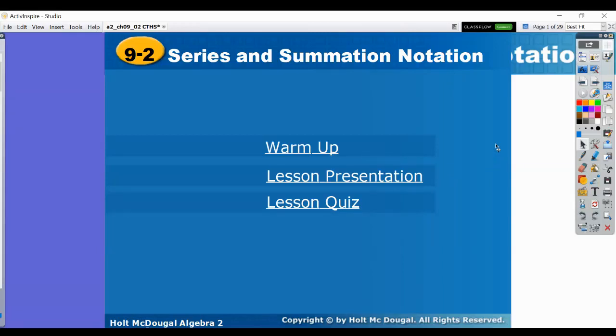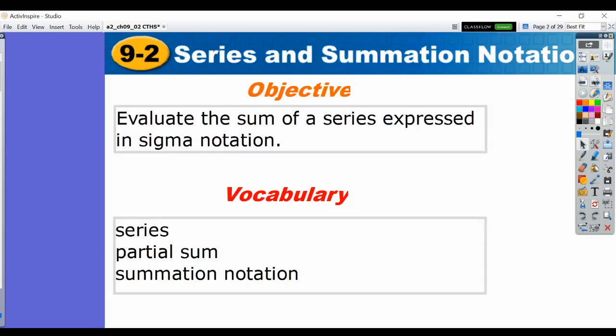This is lesson 9-2 in Algebra 2, series and summation notation. There's a lot of S's in this lesson, so we'll see if I get tongue-tied. We are going to evaluate the sum of a series expressed in sigma notation. See all those S's. Okay.